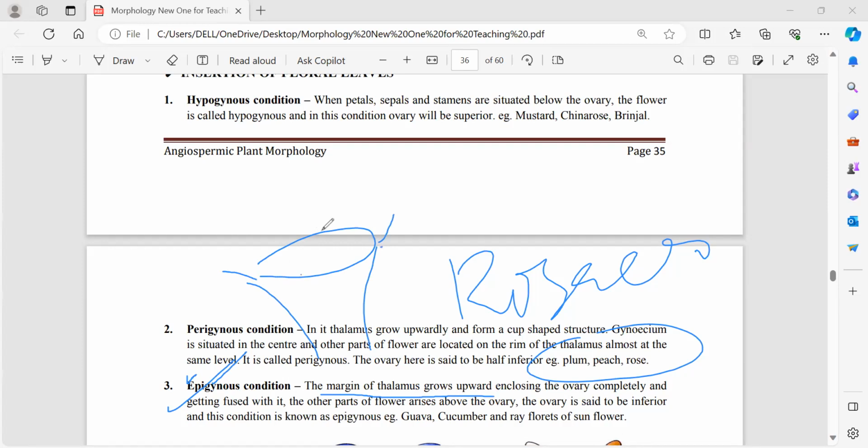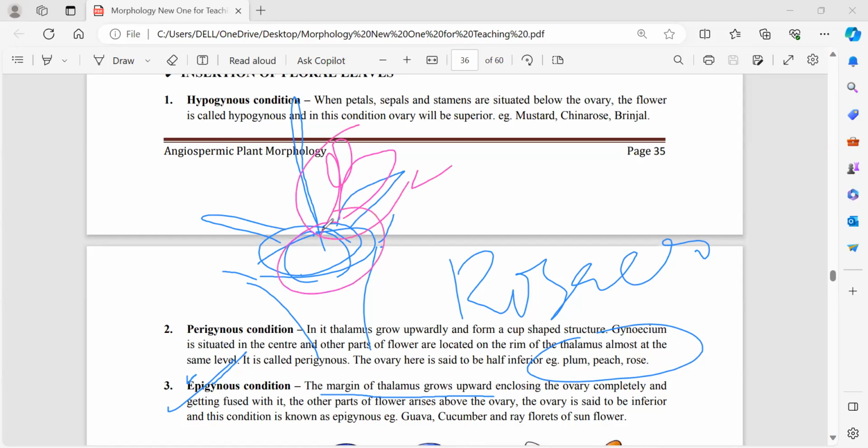The ovary is the basal swollen part of the carpel. Ovary is completely surrounded, and this thalamus gets fused with the ovary. The other parts of the flower arise above the level of the ovary, and sepal, petal, stamens appear to be situated above the level of ovary. So here the ovary attains the inferior position.